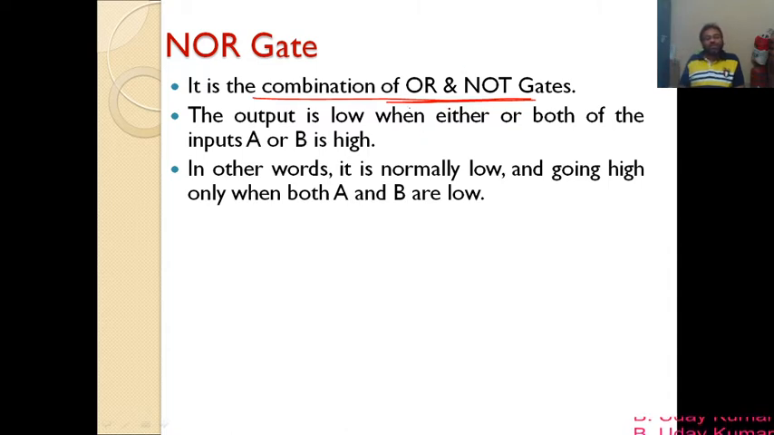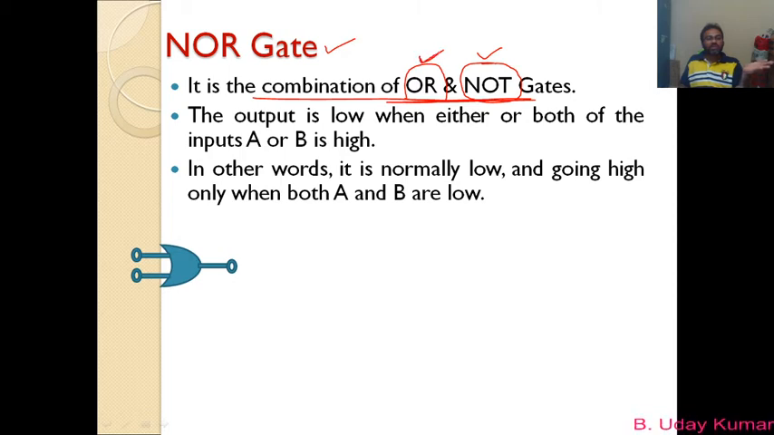As I already told you, this NOR gate is the combination of OR gate and NOT gate. In our previous videos, we tried to understand what an OR gate and a NOT gate are. When you combine this OR with the NOT, you get a gate which we call NOR gate. So let us try to understand NOR gate in terms of the combination of OR and NOT. You know what an OR gate is. So this is the OR gate, and its circuit symbol is denoted by this one.